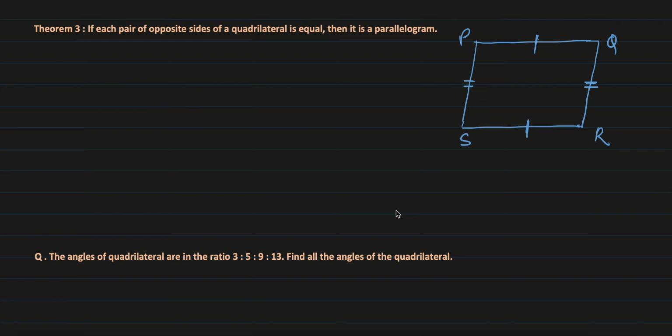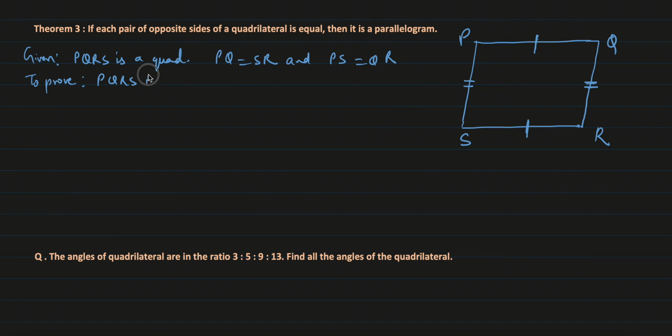Okay, so how do we go for it, students? First thing, again, what is given to us? Write it. PQRS is a quadrilateral. Okay, and what else is given to us? That PQ equals SR and PS equals QR. This is what is given to us. Now, how do we proceed further? What do we have to prove? Let's write what we have to prove. We have to prove that PQRS is a parallelogram.